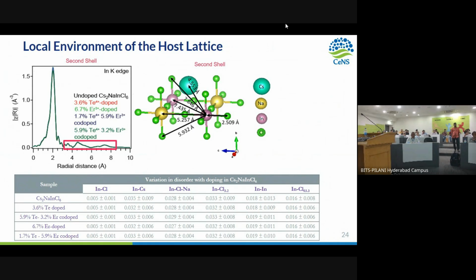What was the K range? The K range was almost 16 angstrom inverse. So this was very good quality data that we could collect at this point.